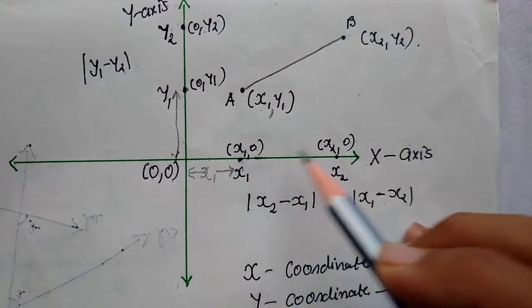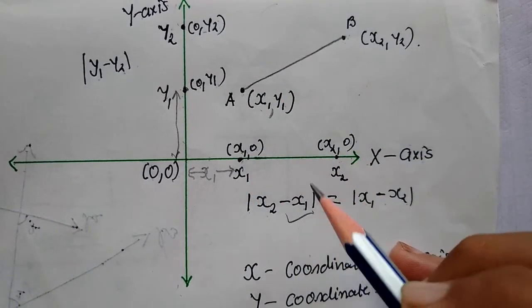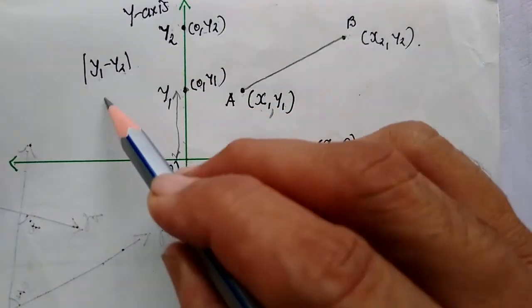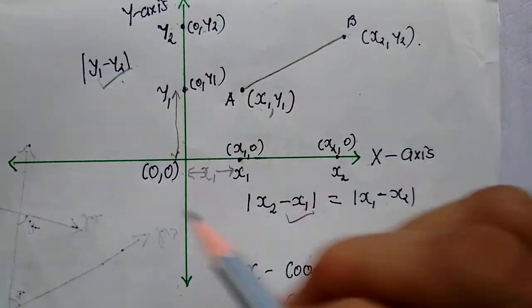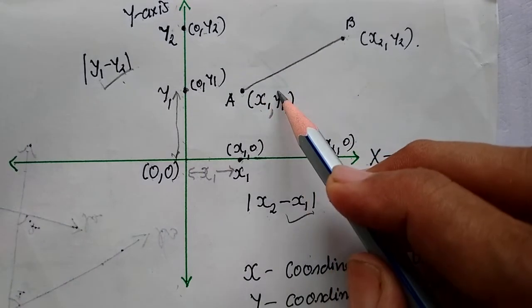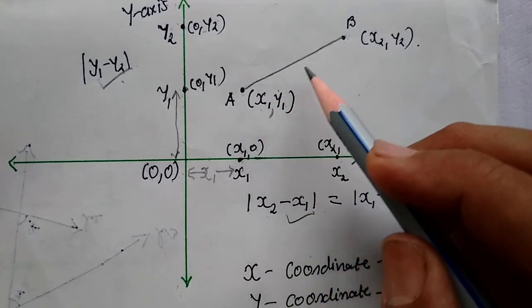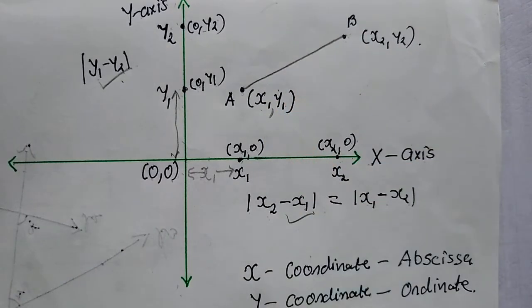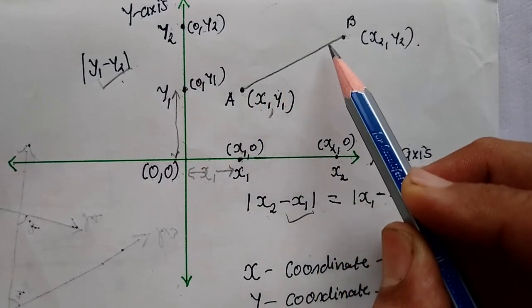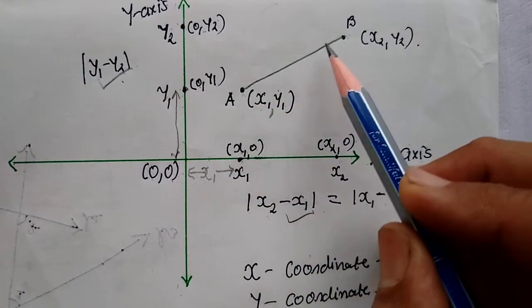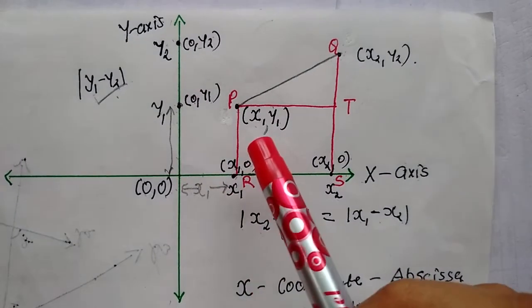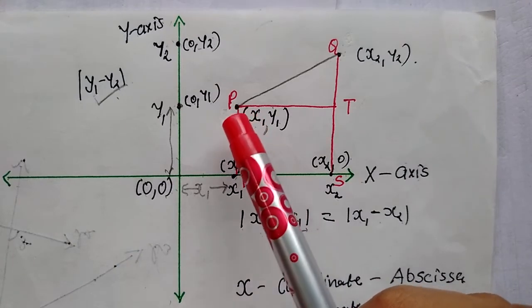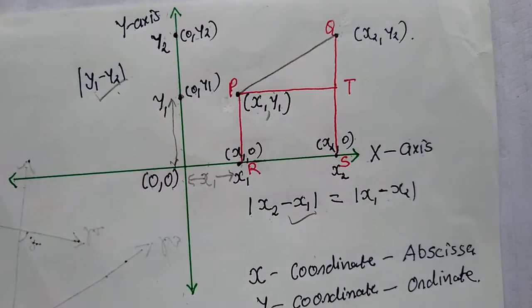If they are on the x-axis, this is the formula. If they are on the y-axis, this is the formula. But if they are in the coordinate plane somewhere here, then what is the formula? So the entire chapter is based on this distance between these 2 points, and other details we will study one by one, stepwise.